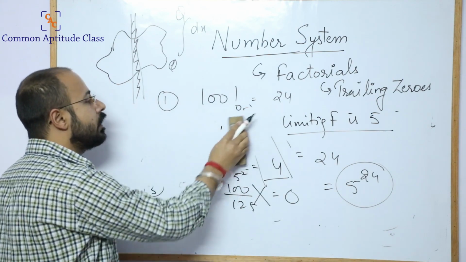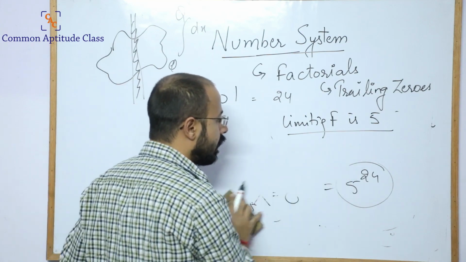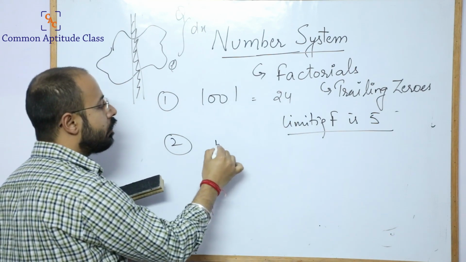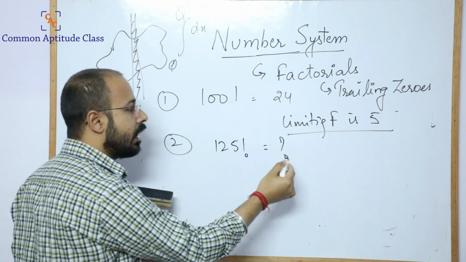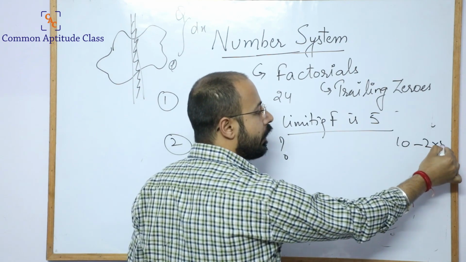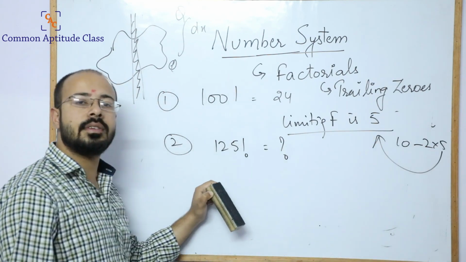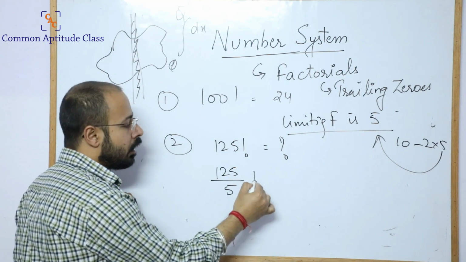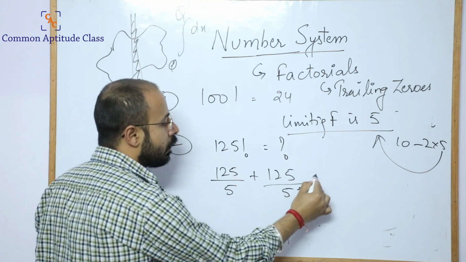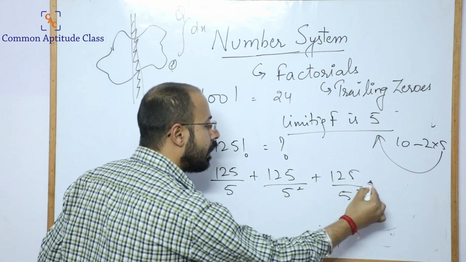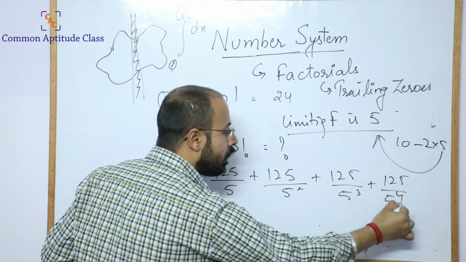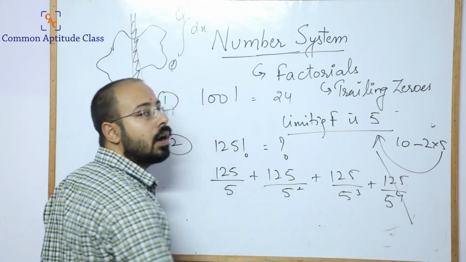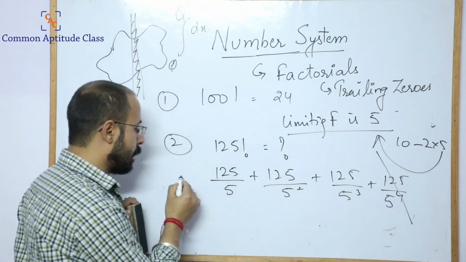So let's go with another example: the same trailing zeros in 125 factorial. Again, 10 is 2 into 5, and the limiting factor remains 5 because we have checked in the sample space. So count how many 5s I have: 125 divided by 5 plus 125 divided by 5 square plus 125 divided by 5 cube plus 125 divided by 5 power 4. This is 5, this is 25, this is 125, this is 625. Possible? Not possible. So I'll go with this.